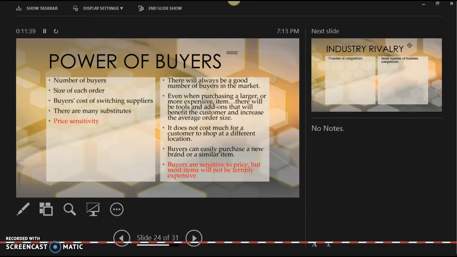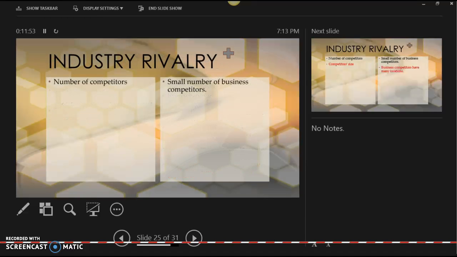Price sensitivity. Buyers are sensitive to price, but most items will not be terribly expensive inside the store. You just want to be aware of what competitors are pricing for and price your products accordingly. Industry rivalry. There's a small number of business competitors and really none in the exact same space that I'm trying to go into. Just competitors in spaces from each of the niches that I'm pulling from.